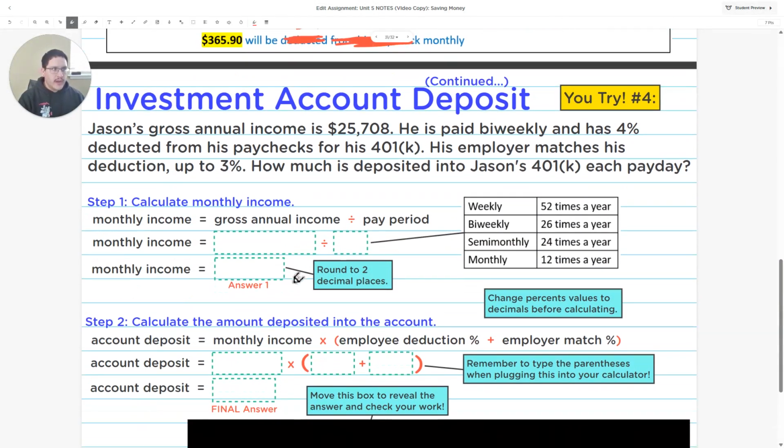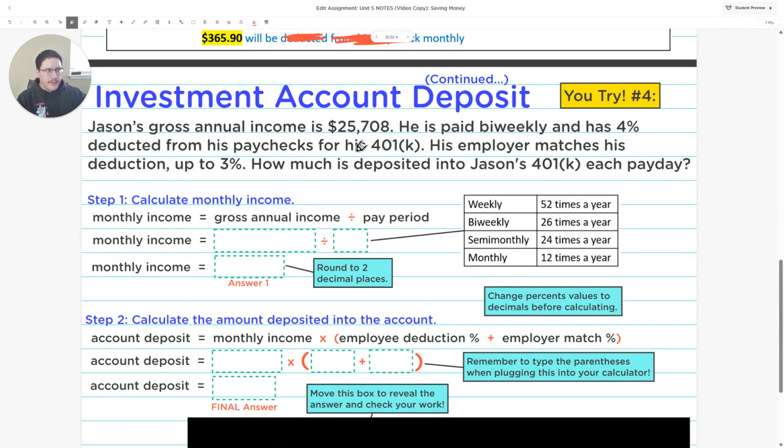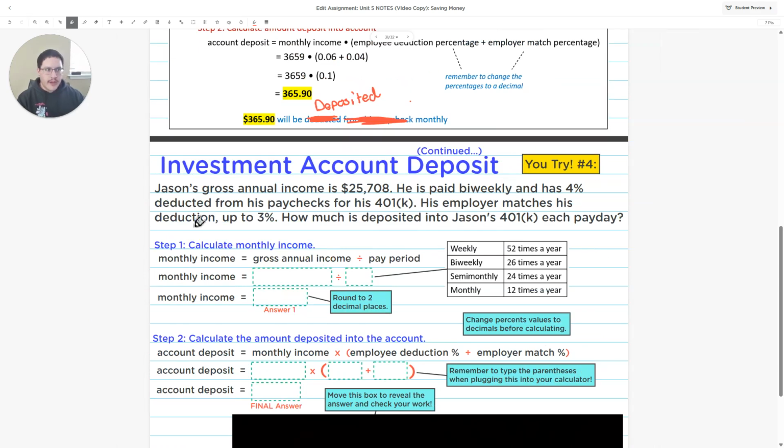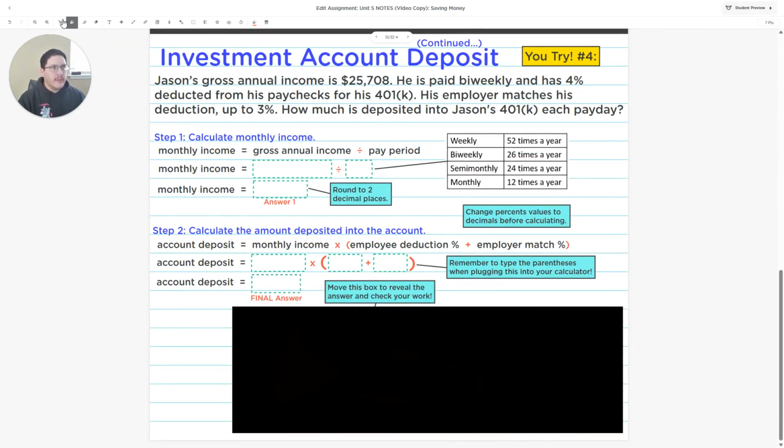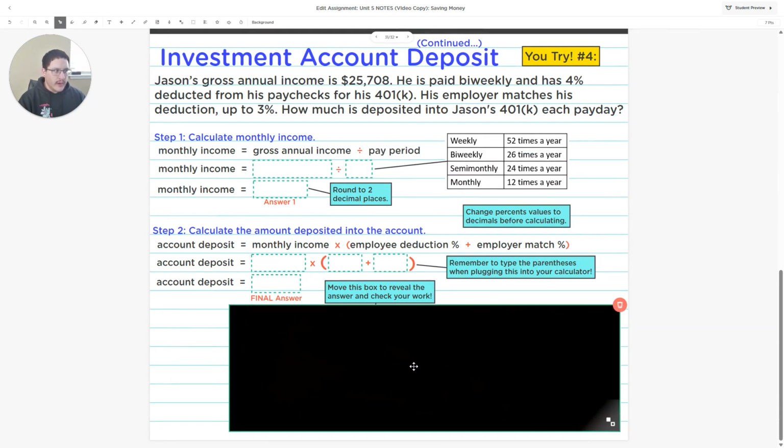Anyways, that's it for example number 4, you try number 4. Go ahead and try this problem on your own if you're following along in ClassKick, and then look behind this box to check your work and see if you're doing everything correctly. So I'm going to read the problem, and then after I read the problem, go ahead and pause the video and try this on your own.